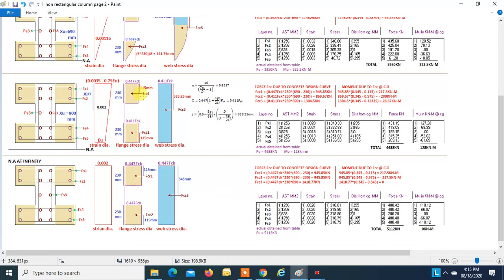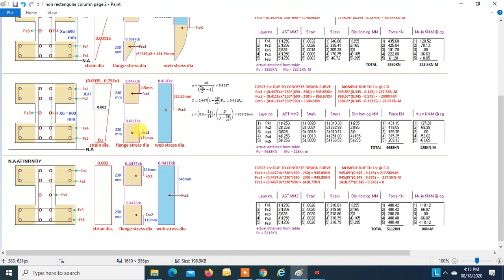Now let us find FCC1. FCC1 is 0.441 FCK into 230 into (690 minus 230). That is this plus this, right? So this is force 945.85. Now this will give an anti-clockwise moment, so positive. This is how we get the positive moment.